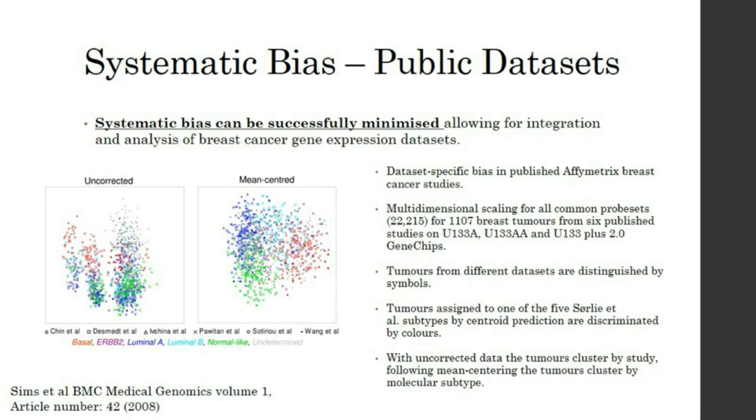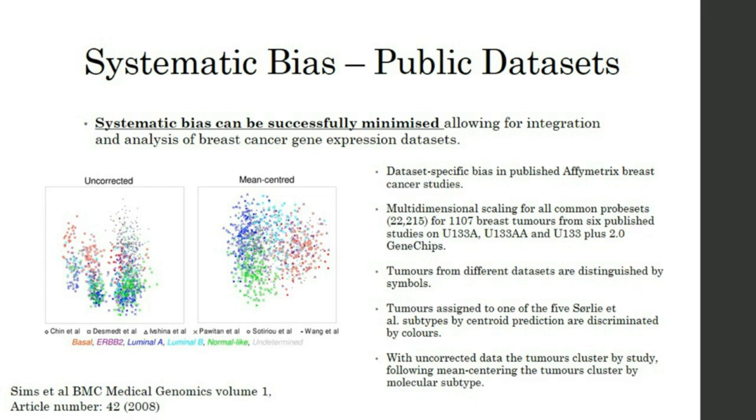So what we've done here is taken a series of publicly available data sets. So these are breast cancer data sets. And this is a paper from our lab in 2008. And what we've demonstrated here is that this bias, which can occur because of the way samples are processed in the lab, can be successfully minimized, allowing for the integration and analysis of breast cancer data sets for a meta-analysis kind of approach.